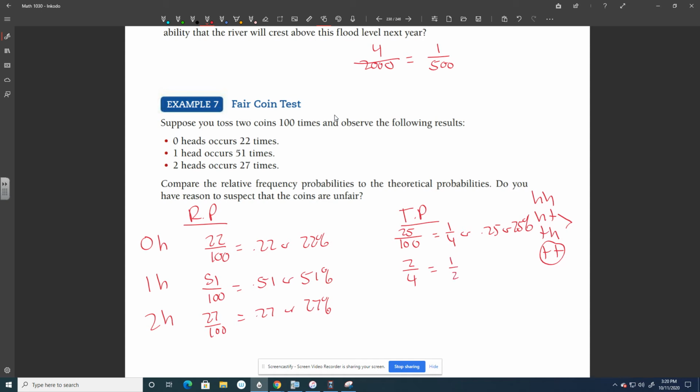So that's 1/2 or 0.5 or 50%. So I would expect 50 out of 100 to have 1 heads. And look, I got 51 out of 100. So that's pretty close. And then to get double heads, there's only 1 of those out of 4, which would be 25 out of 100, which is 0.25 or 25%. Again, really close to what actually happened. We're just 2% away. So I would assume that those coins are not unfair because I'm pretty close.